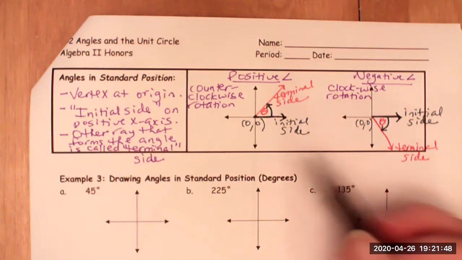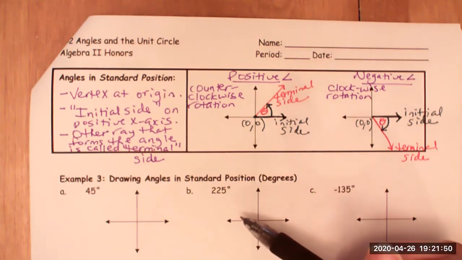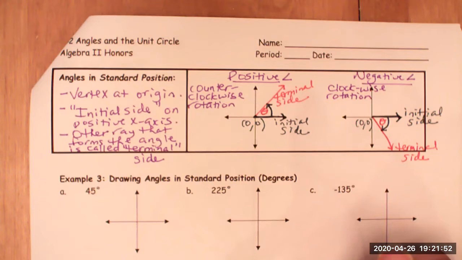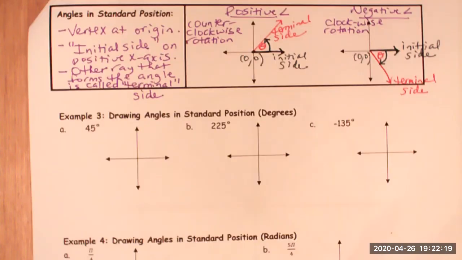But on this page, we're going to draw angles in standard position in both degrees and radians with specific values. Now, we are not measuring these values using a protractor like you might have done in geometry. We are going to use the values, the number of degrees and radians on the axes, to estimate where these terminal sides are going to go. So let's see how we do this.